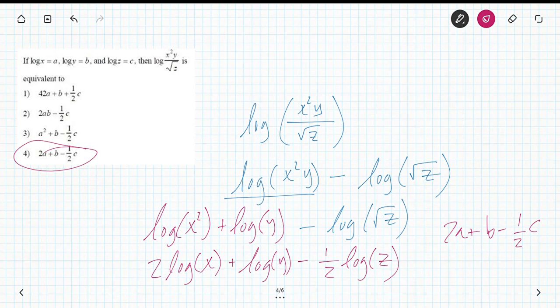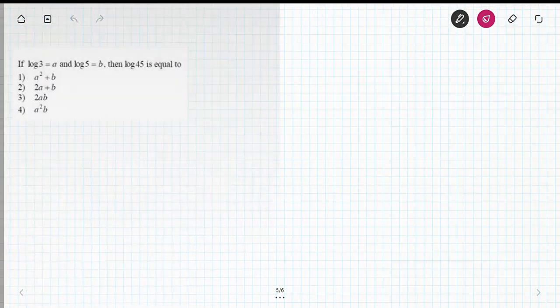This was a very sort of complicated problem. It's not too bad. All you have to do is express it first as a difference and then simplify that difference a little more. Okay, so let's go ahead and do 2 more problems.